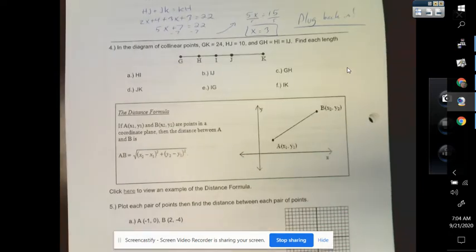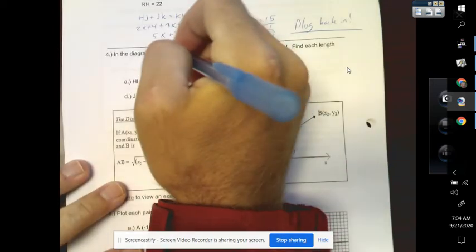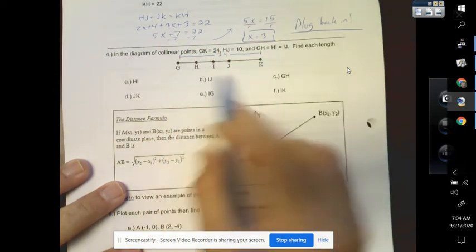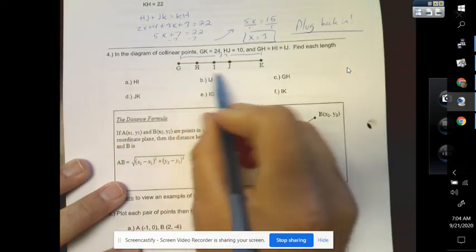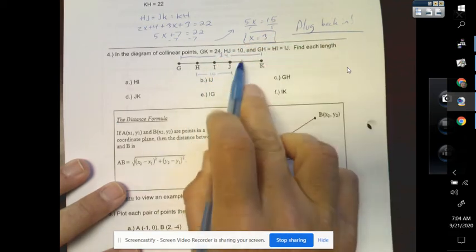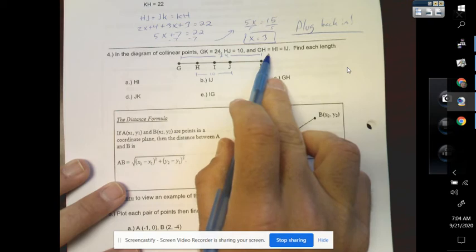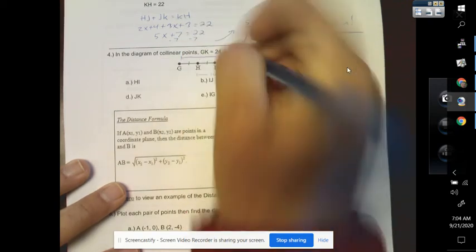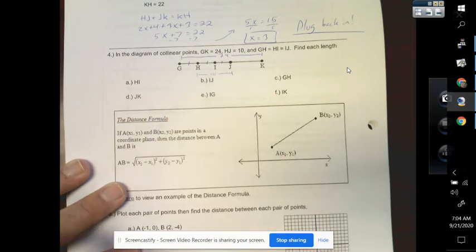So good stuff. Number 4, in the diagram of collinear points, GK is 24. So the entire distance is 24. HJ, from here to here, is 10. And GH is equal to HI is equal to IJ. Now we're going to put little tick marks here. That just means that all 3 of these pieces have to be the same.